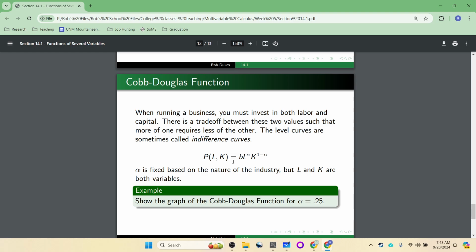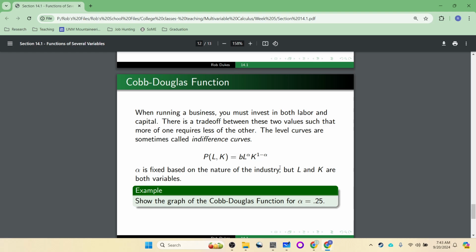So the P here is profit, and you get these level curves. They call them indifference curves because if you're running the business, you are indifferent to how you make your profit if it doesn't change any. So tweaking the labor and capital, as long as you stay at the same profit, is no big deal.